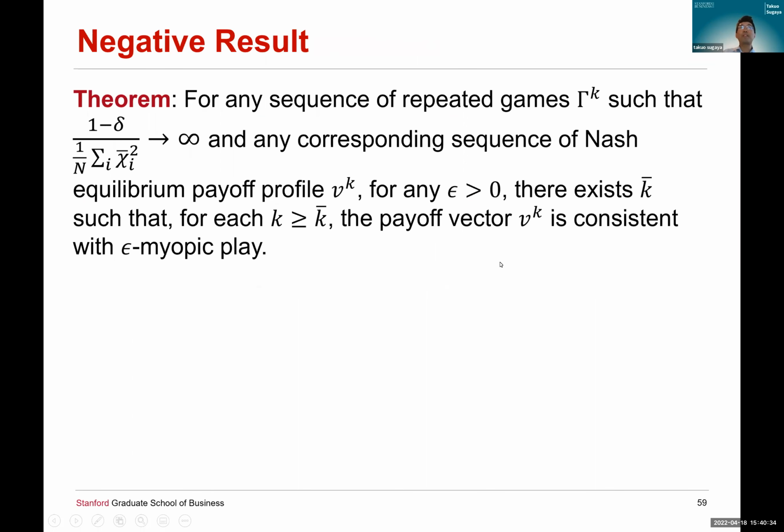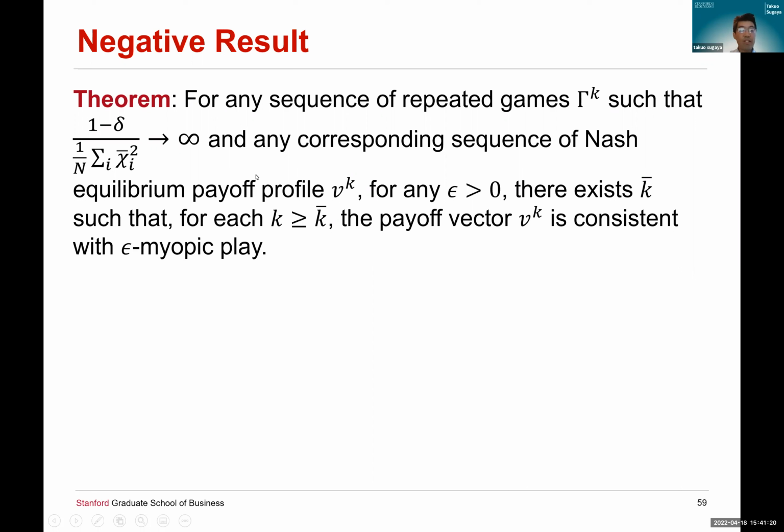Okay, so then we can use our upper bound to say that for any sequence of repeated games such that one minus delta divided by the average detectability of the deviation that is easiest to detect goes to infinity, and consider any corresponding sequence of Nash equilibrium payoff profiles V, then for any small epsilon, there exists a threshold along the sequence such that far along the sequence, this payoff vector needs to be consistent with epsilon myopic play. I'm going to define epsilon myopic play on the next slide.